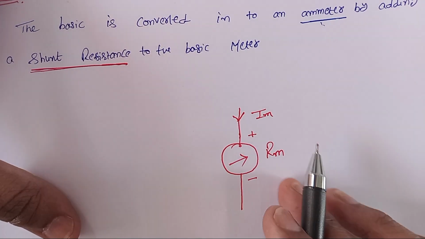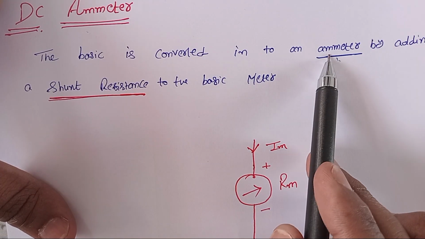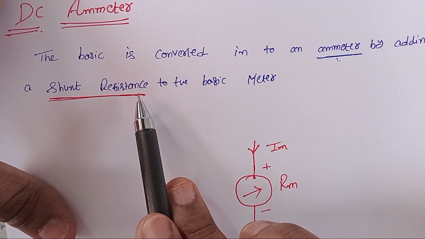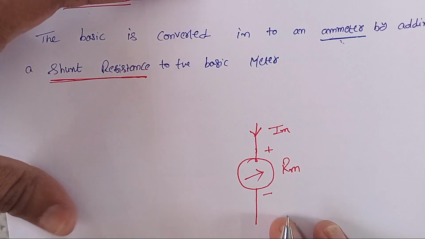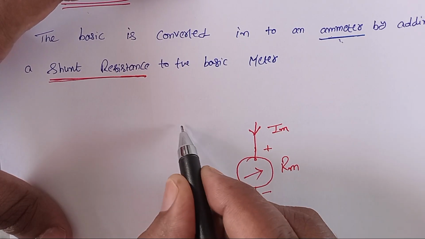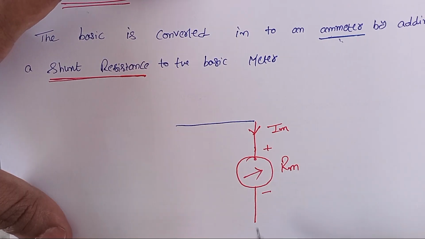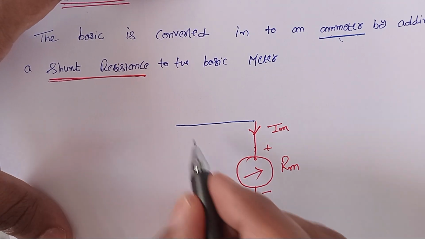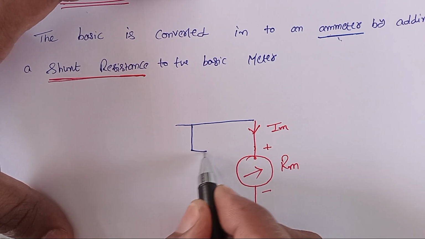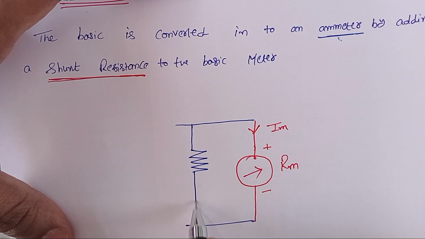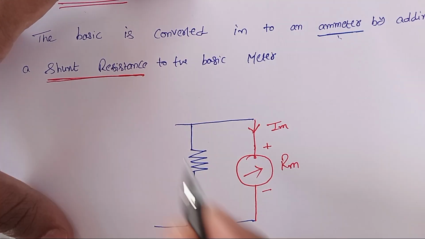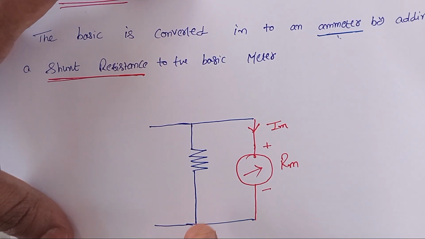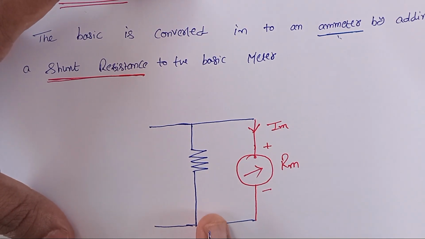This basic meter is converted into an ammeter by shunting a resistance. Shunting means we have to add a parallel resistor. That means for this one I am adding one parallel resistor like this. It is the basic circuit for the DC ammeter.